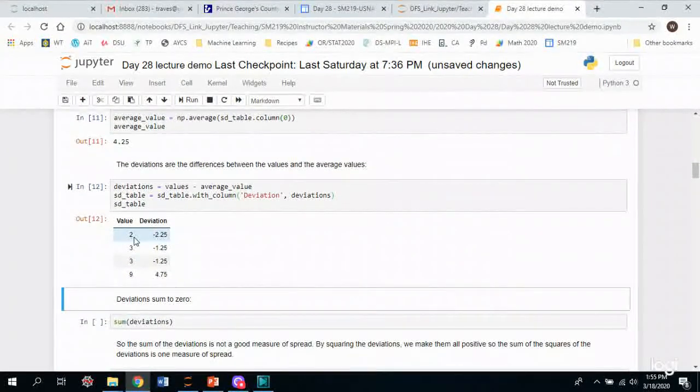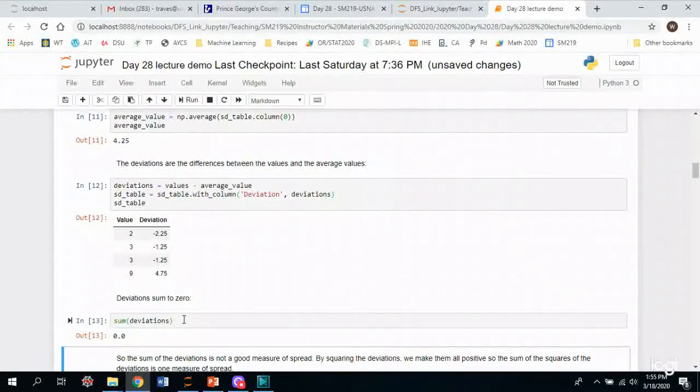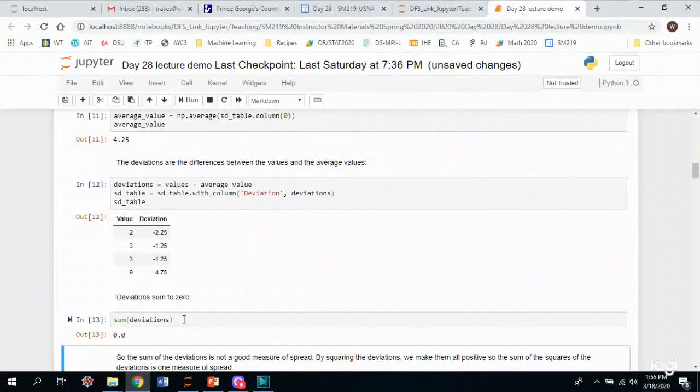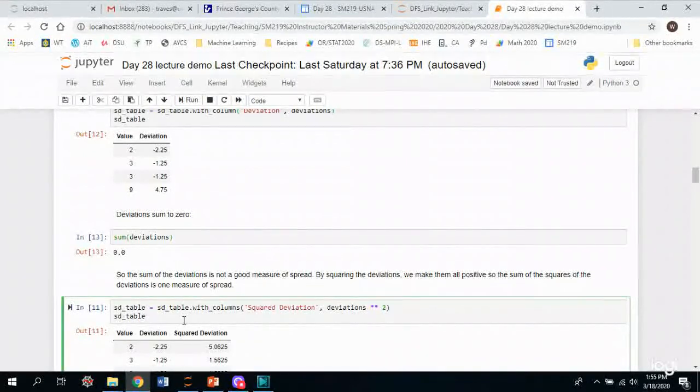Notice that a number like 2, which is lower than the actual average value, has a negative deviation, and a number like 9, which is higher than the average value, has a positive deviation. The deviations themselves sum to 0, always. That's a property of the way that we computed them. So you can't really use the deviations themselves to decide about the spread. On the other hand, you could look at the squared deviations.